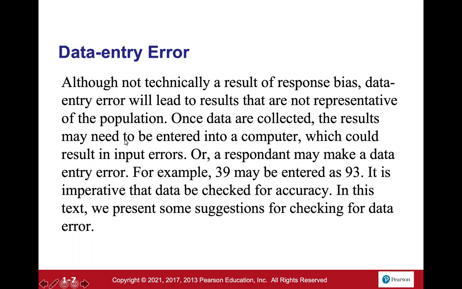So although not technically a result of response bias, data entry error will lead to results that are not representative of the population. Once data are collected, the results may need to be entered into a computer, which can result in input errors, or the respondents may make a data entry error. For example, a 39 might be entered as a 93. It is imperative that the data be checked for accuracy. In this text, we present some suggestions for correcting the data.